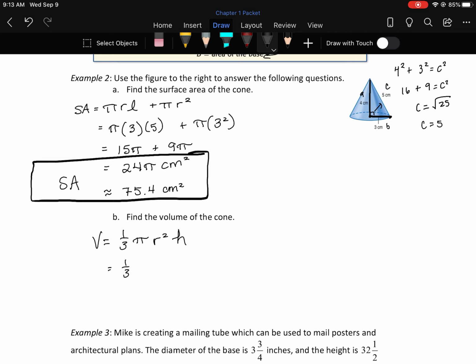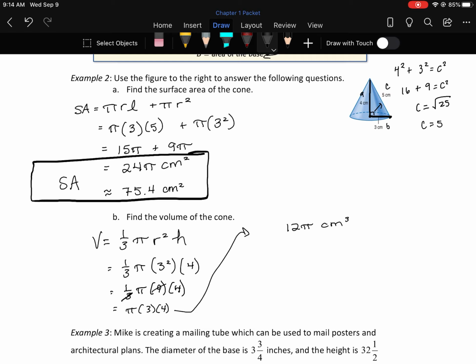So the 1/3 stays, the pi stays. Now my radius is 3 squared. My height is 4. So order of operations, 1/3 pi, exponents. Now I can multiply. I'm going to do 1/3 of 9. So I get pi times 3 times 4. Running out of room, so let's go up there. So 3 times 4, well, that's 12 pi. So if I'm leaving it an exact, it would be that.